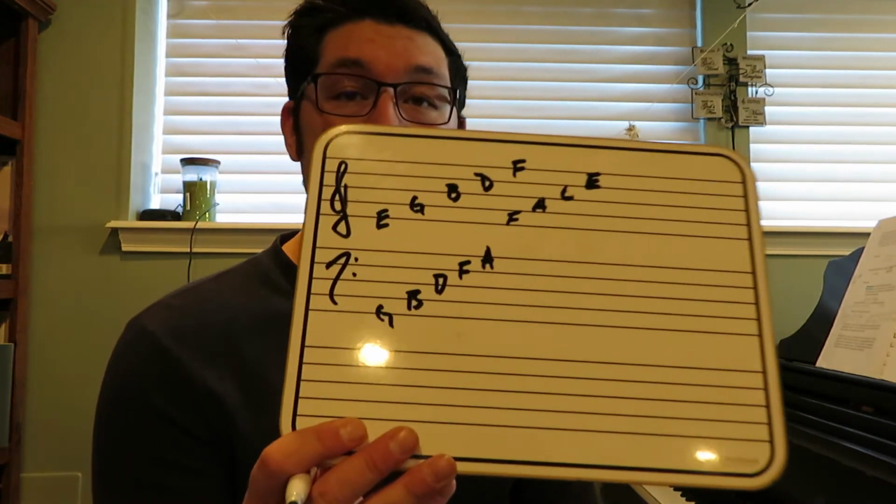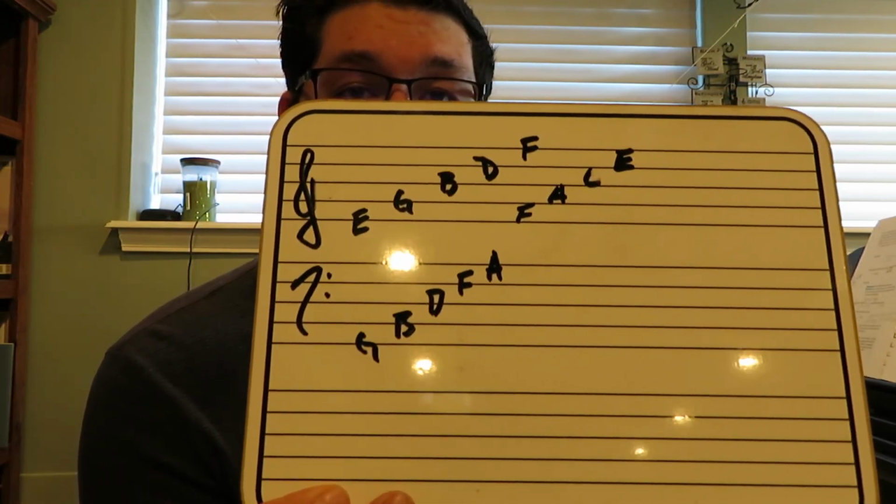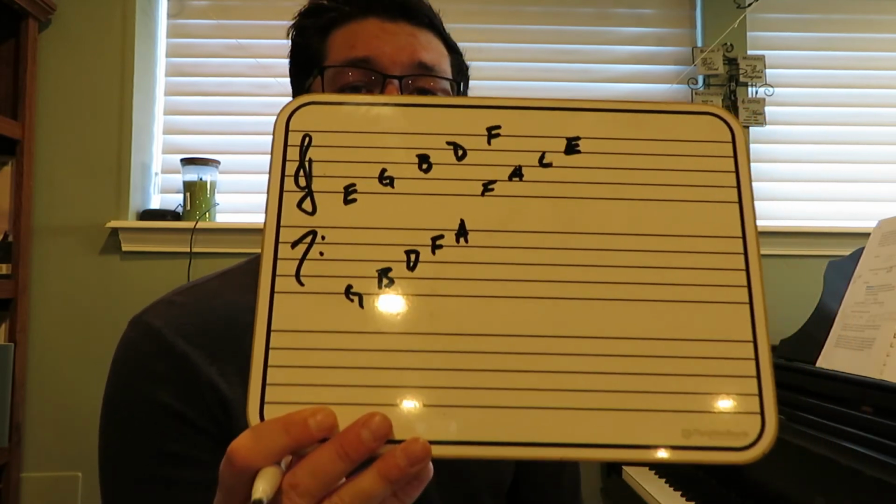Now, let's take a look at the bass clef, and no, you would think it would be exactly the same, but it is not the same. Unfortunately, it is not the same. The lines on the bass clef are G, B, D, F, and A.